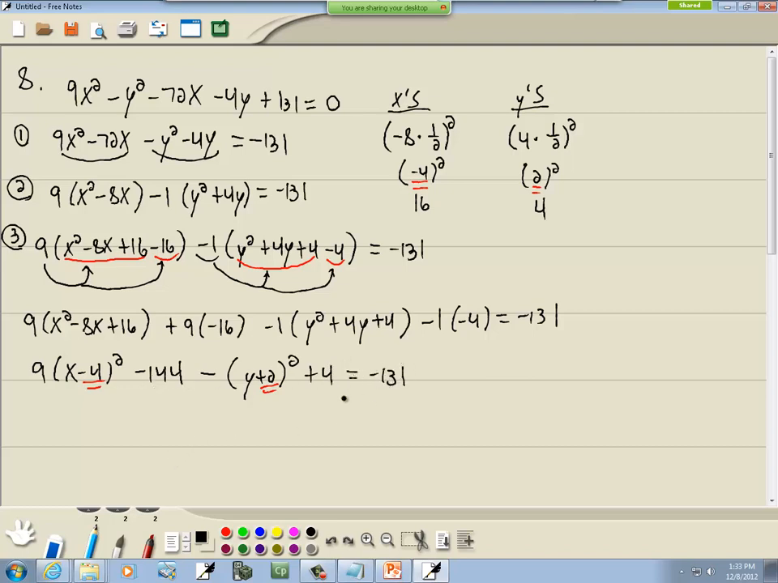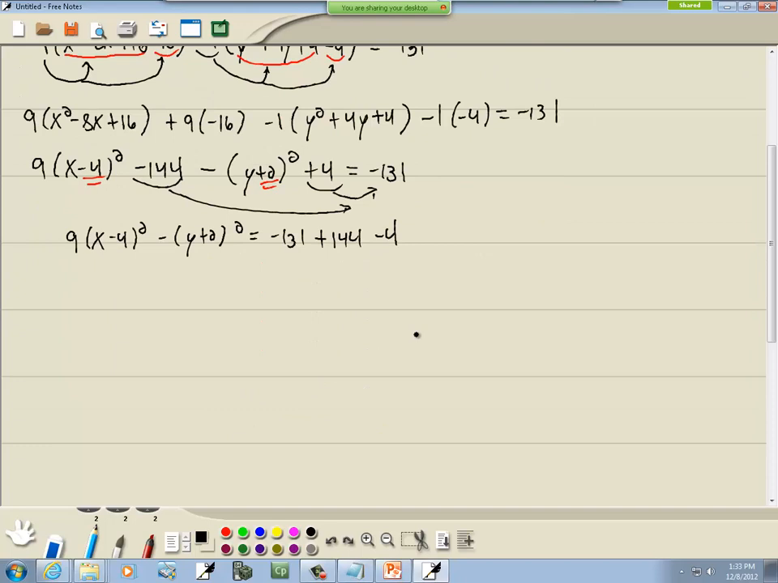Well, then we want to take the numbers over to the right side. So I take the 4 over, take the negative 144 over. So we got 9 times x minus 4 squared minus y plus 2 squared equals negative 131 plus 144 minus 4. I'm using my calculator so I don't screw it up right here at the end. I'm sure I probably got a couple of mistakes already in the video, but no need to intentionally put one there by screwing up some basic math. When you add those together, it gives you 9.